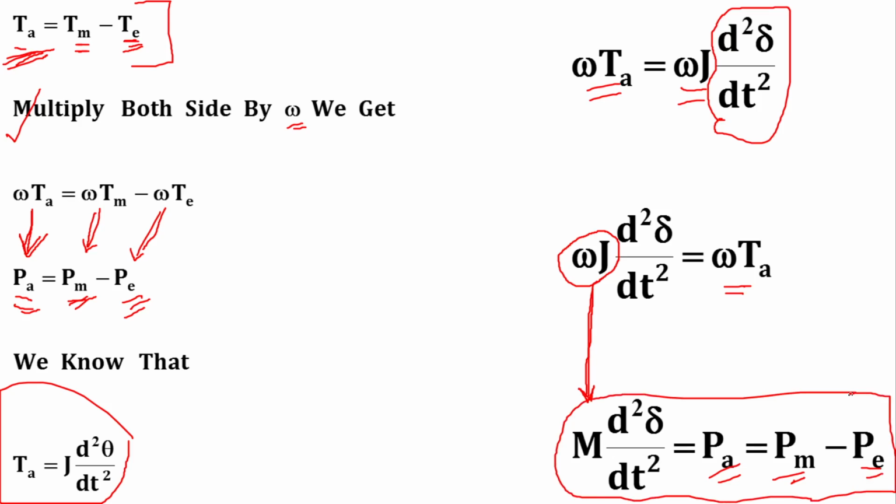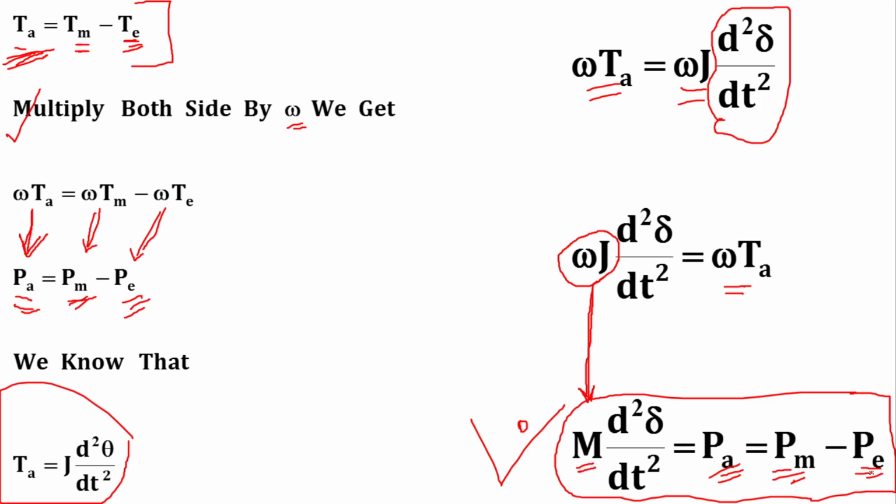M d square delta by dt square is equal to Pm minus Pe, or you can say that M d square delta by dt square is equal to Pa, and again Pa is equal to Pm minus Pe. So this is the basic equation which gives the relationship between angular momentum, accelerating power, mechanical power and electrical power.